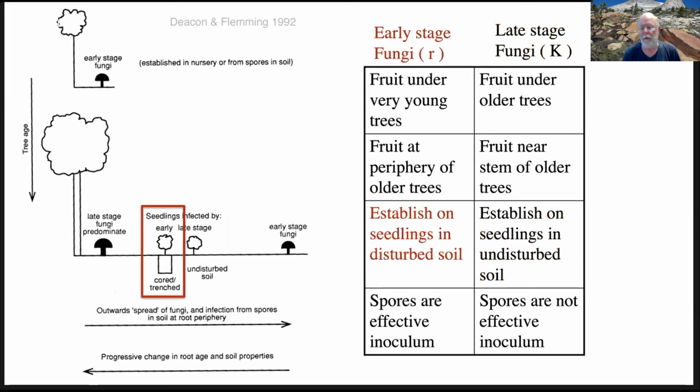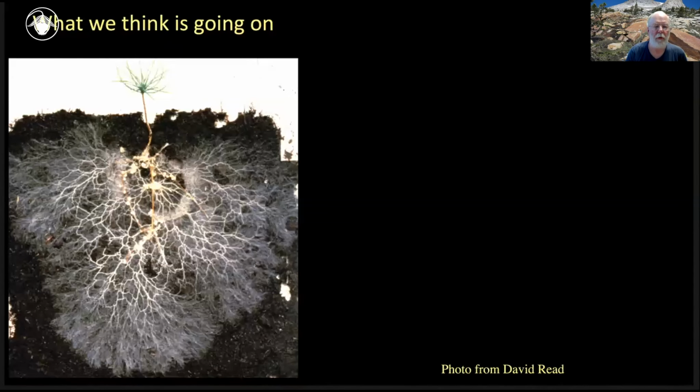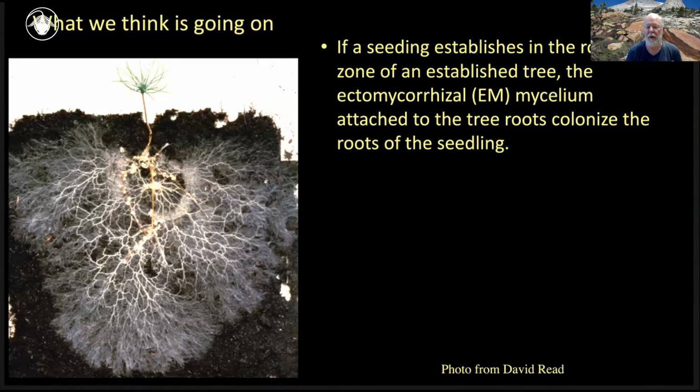But if they planted those seedlings under the tree and disturbed the soil first, then they would get early stage fungi. So here's what we think is going on: basically, if a seedling establishes in the root zone of an established tree, the mycelium is what's going to colonize it. It's going to grow out. So you could imagine the seedling dropping down here. It's going to be intersected by this mycelium and be colonized by it.